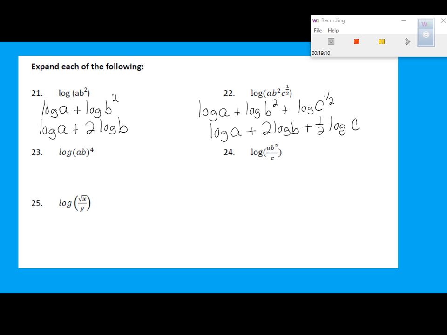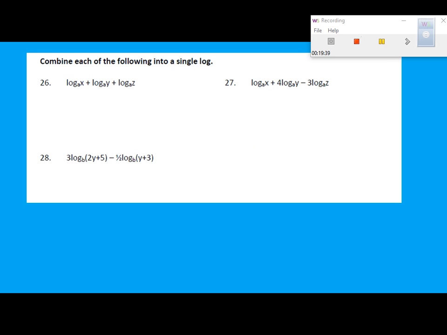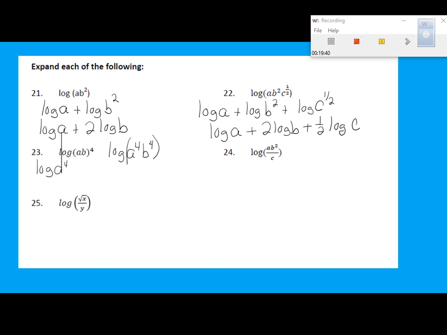24. I've got the log of the quantity a times b to the 4th. I can do a couple of things to this. I could think of this as log of a to the 4th b to the 4th and then expand it. So it would look like this: log of a to the 4th, as my PowerPoint jumps a little bit, plus log of b to the 4th. If we bring our exponents down, I've got 4 log of a plus 4 log of b.